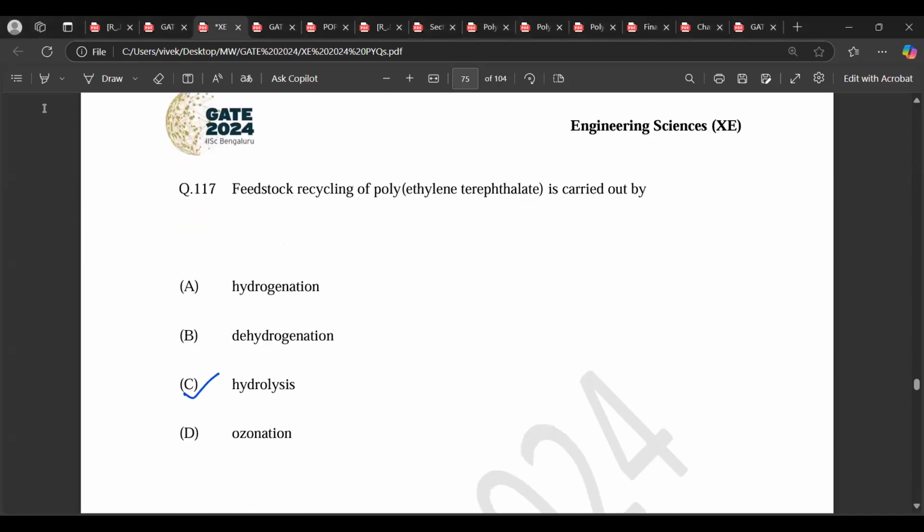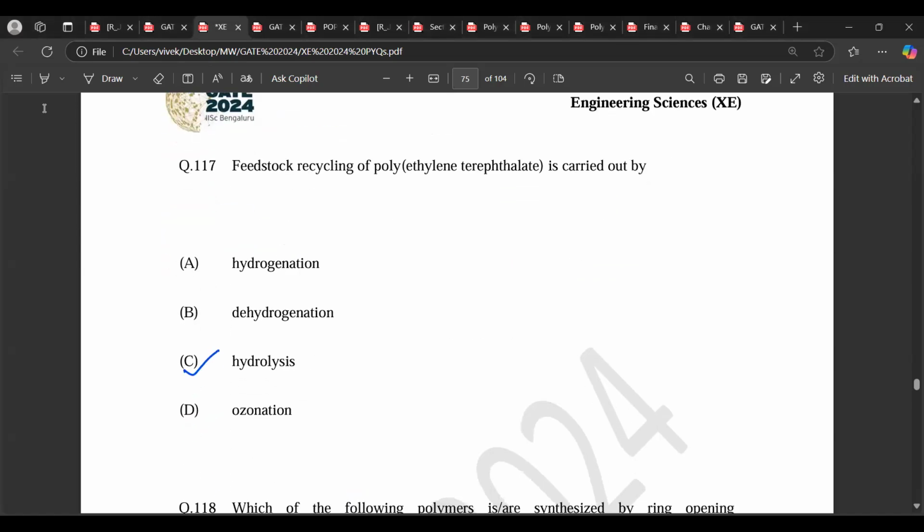So obviously this is the option, and this is intuitive as well. I hope you all understand it. Now, feedstock recycling of the polyethylene. So I have already given in the test series the types of recycling, okay? And in my regular batches, I have already explained each type in detail. If you read that, that will be enough to answer this question. But I've already given reference videos as well.